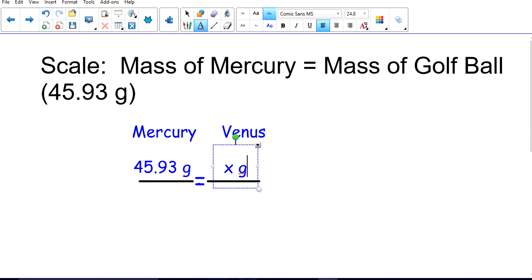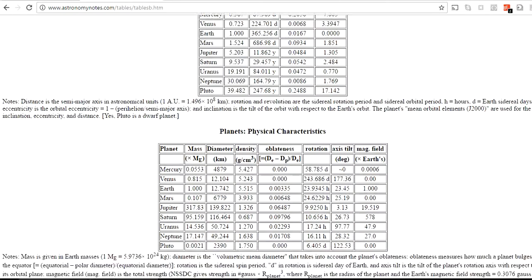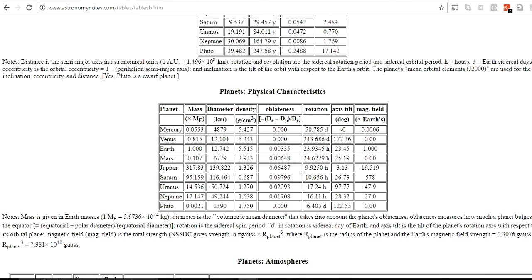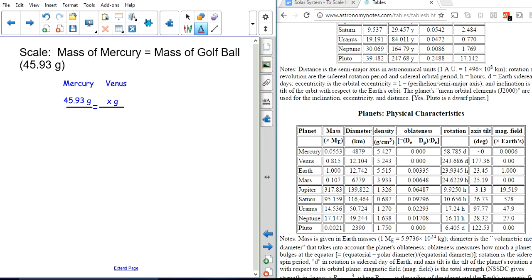Then I need to come over to this data table, the data that I gave you. Up here you're going to be looking at astronomical units, which I kind of explained. In part 2, you're going to be looking at diameter down here, and in the third part, you're going to be looking at the mass. For the mass, I'm just going to slide this over so I can easily put in the numbers. I want to see the mass of Mercury, which is 0.0553.